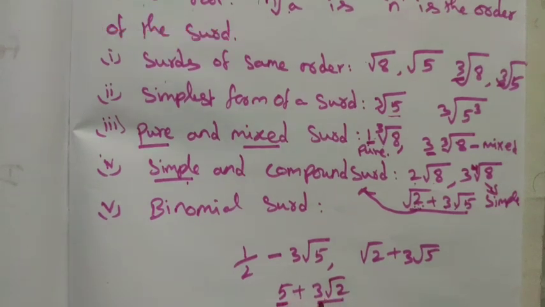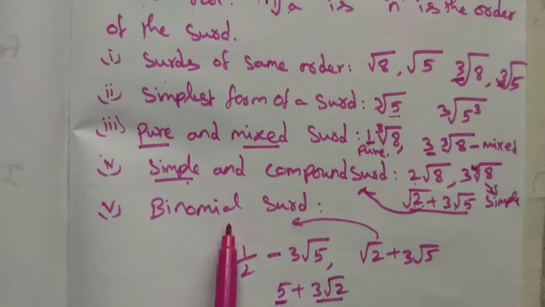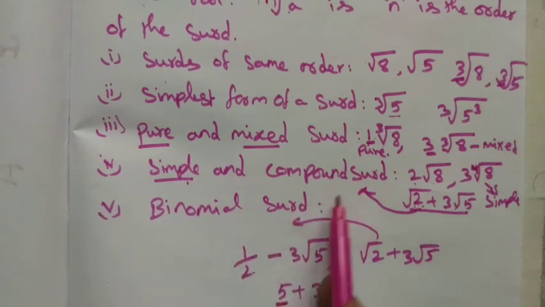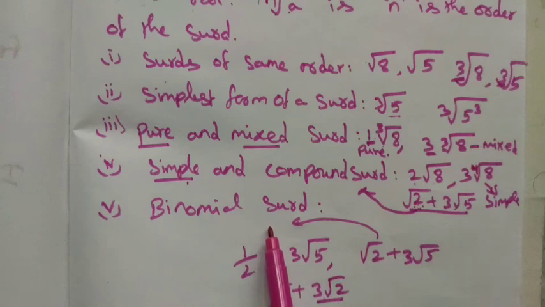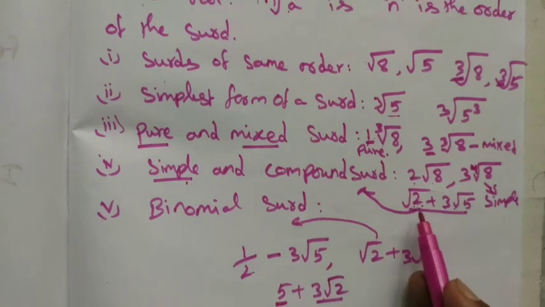So the sum or difference of a surd and a rational number is called a binomial, or maybe both numbers may be surds, which is also called a binomial. So a compound surd can be a binomial, right? But not all binomial surds are compound surds, right? See the difference between the compound surd and the binomial.